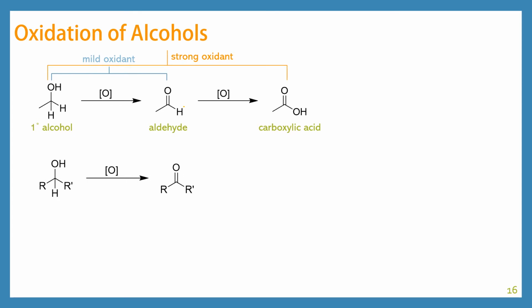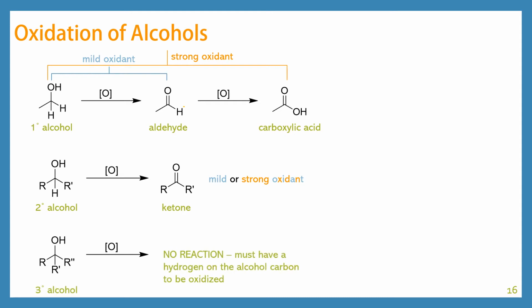If you have a secondary alcohol, it will always get turned into a ketone. It doesn't matter if it's a strong or mild oxidant. Either way, it's going to get turned into the ketone. And then if you have a tertiary alcohol, no matter what oxidant you react it with, nothing is going to happen. The reason why is that you have to have a hydrogen on the alcohol carbon in order to be oxidized. So notice that there is at least one hydrogen on each of these and they're able to be oxidized.